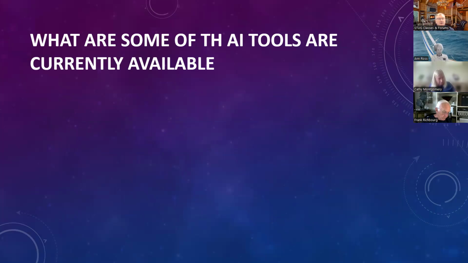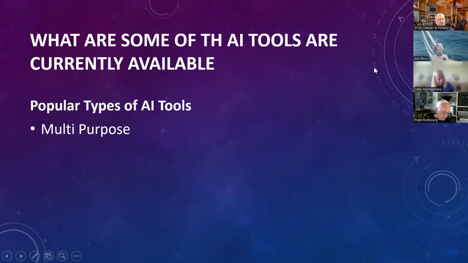Some of the AI tools that are currently available, right? Multi-purpose, image recognition. So certain tools focus on one of these areas. Multi-purpose would be general, and it can do a lot of things. ChatGPT is one of those. You can ask ChatGPT a question, it'll answer it. You can also say, show me a picture, and it'll generate an image. But it's not nearly as good as some specific AI tools that do specifically that.